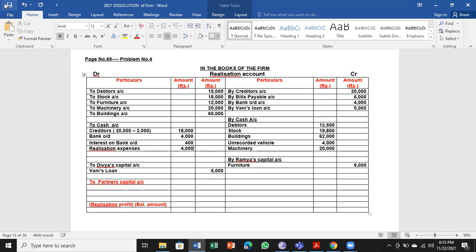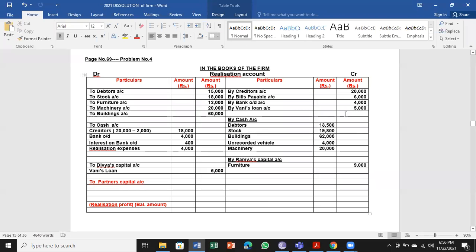So now we have to check, like earlier problems, whether all assets are realized, all liabilities are paid like that. So have a check. Debtors book value, debtors realized. Stock book value, stock realized. Furniture is there. Furniture taken over by one of the partner. Then machinery recorded in full, realized in full. Buildings were there. Buildings are realized. So all 5 assets are realized.